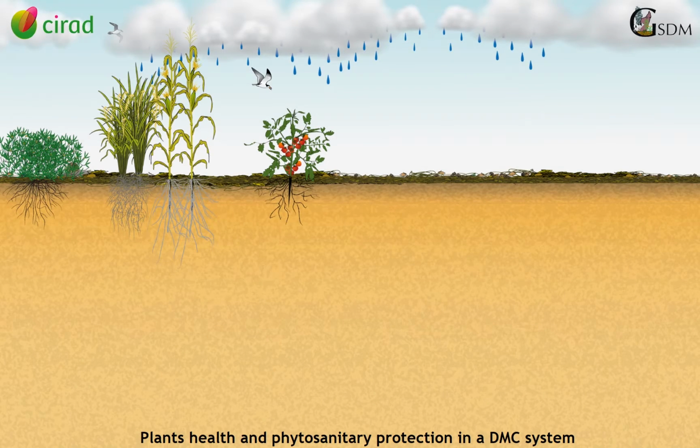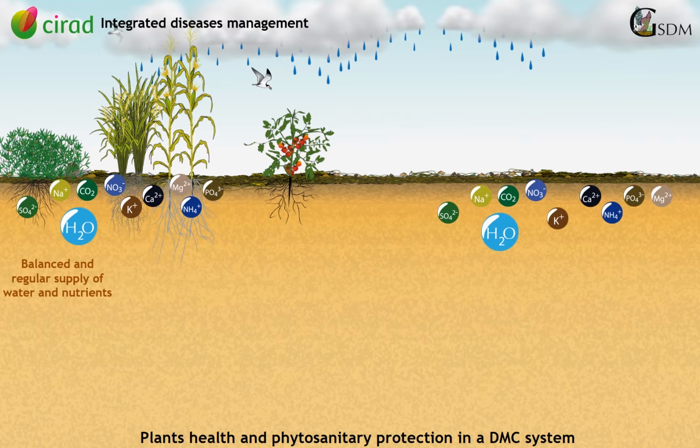Conditions in DMC systems allow an integrated control of diseases. Plants have access to a balanced and regular supply of water and nutrients. It makes them healthy, and they can invest more in their defense mechanisms to gain a good overall resilience against diseases. The diversity of plant species and varieties constitutes a physical and biological barrier to disease propagation.